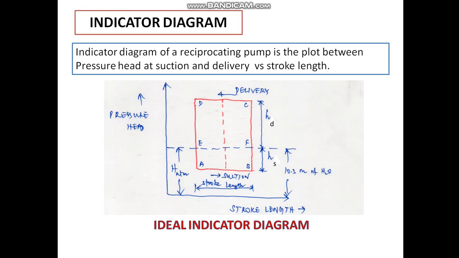And during delivery, the pressure suddenly rises and the pressure head is greater than atmospheric pressure by the delivery head Hd. So suddenly at point C, the pressure head is above atmospheric by Hd, and that remains constant. So the horizontal line CD represents the pressure inside the cylinder during the delivery stroke. So this A, B, C, D represents the ideal indicator diagram. That is, during suction and delivery, the pressure is constant. During suction, it is vacuum pressure and it is Hs. And during delivery, it is above atmospheric and that is constant, equal to Hd.